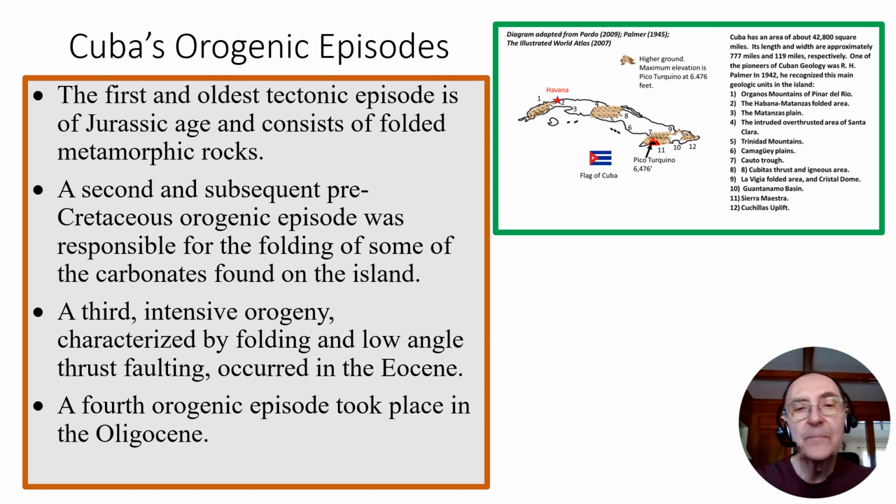metamorphic rock. A second and subsequent pre-Cretaceous orogenic episode was responsible for the folding of some of the carbonates that are found on the island. A third and very intense orogeny, characterized by folding and low-angle thrust faulting, occurred in the Eocene. A fourth orogenic episode took place in the Oligocene.